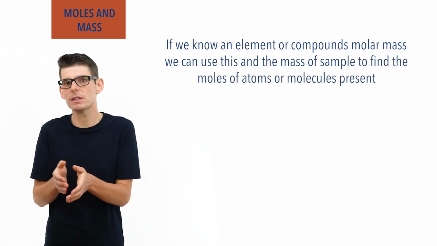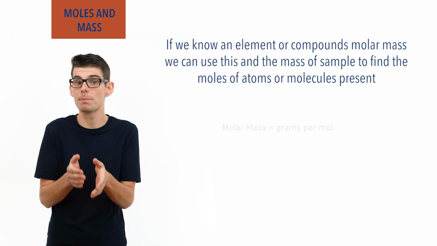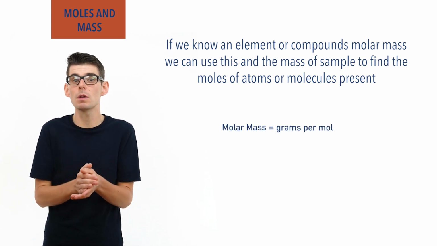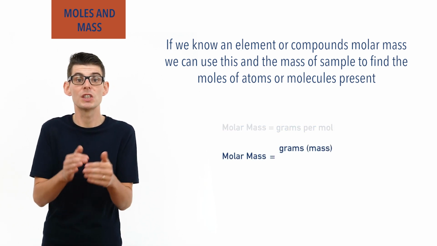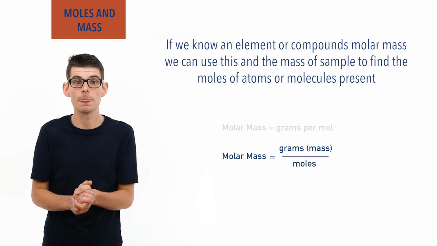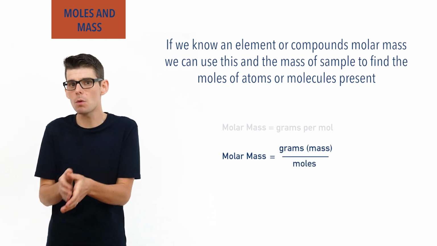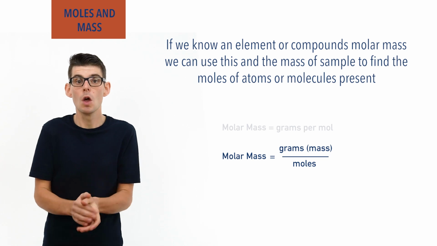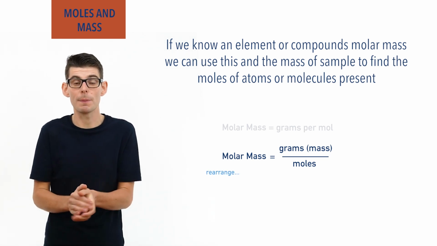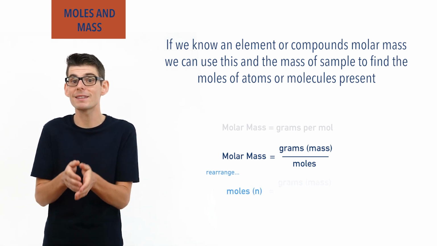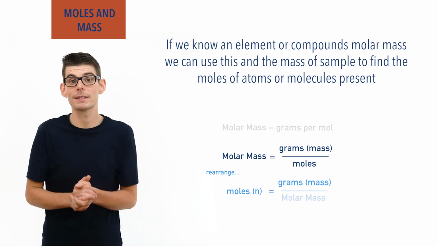If the molar mass of a compound or element equals grams per mole, then that means molar mass equals mass in grams divided by moles. If we wanted to find the moles of a compound or element in a sample, we can rearrange this relationship, and this gives moles equals mass divided by molar mass.